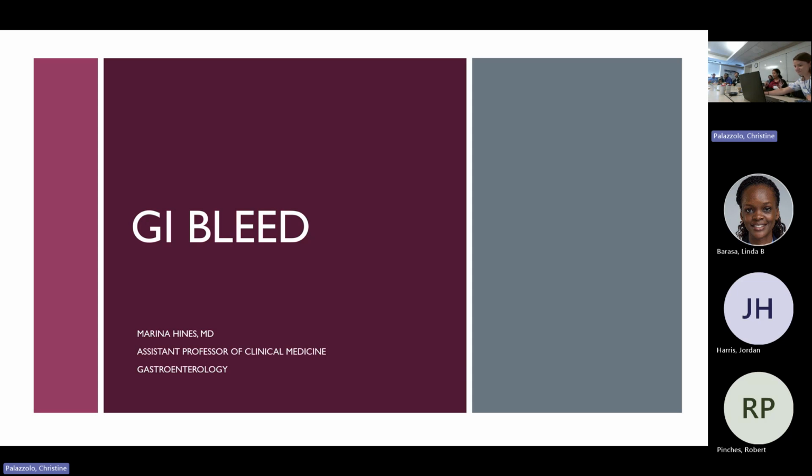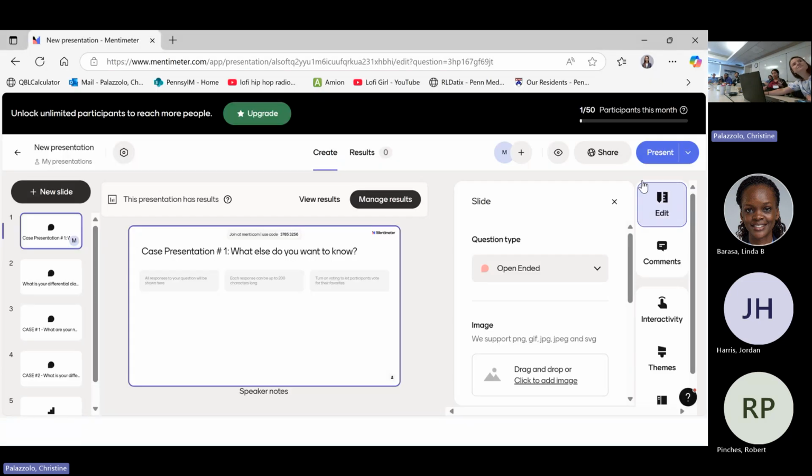Okay, so before we get started, we're going to talk about upper GI bleeds, lower GI bleeds. Does anyone know what's the cutoff? What is upper GI, what is lower GI anatomically? Okay, what is the ligament of Treitz? Where is that? Okay, yeah, so it's pretty much the flexure of the duodenum and the jejunum. So we can stay on this.